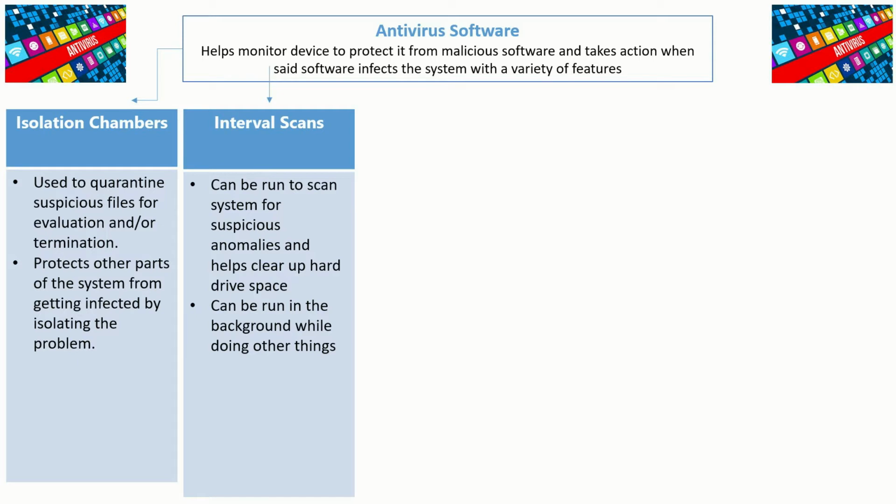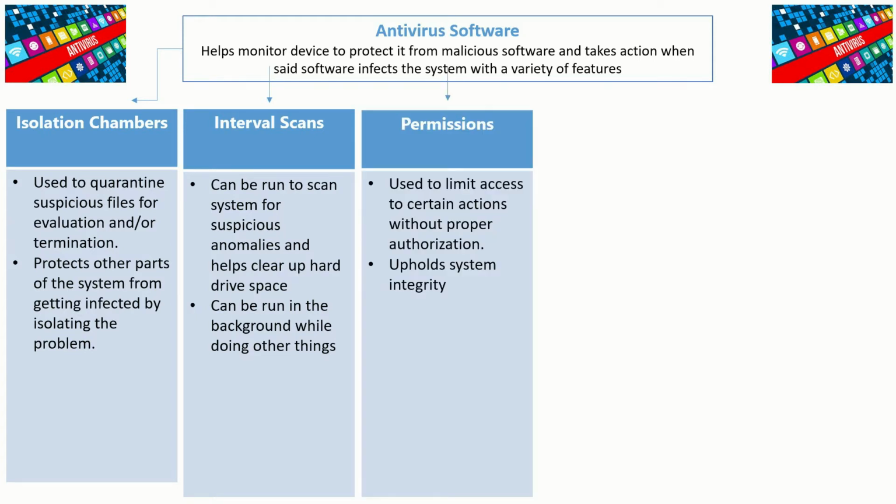The advantage of this is that these interval scans can be run in the background of your operating system. Another alternative that sometimes comes built in with an antivirus application, or can be modified in the settings on your actual system, are permissions. These permissions allow the administrator to limit access to certain actions, folders, or applications. These often require the administrator's password to the computer, or the user to get into contact with the administrator in order for them to let them execute whatever application is prompting this notification.